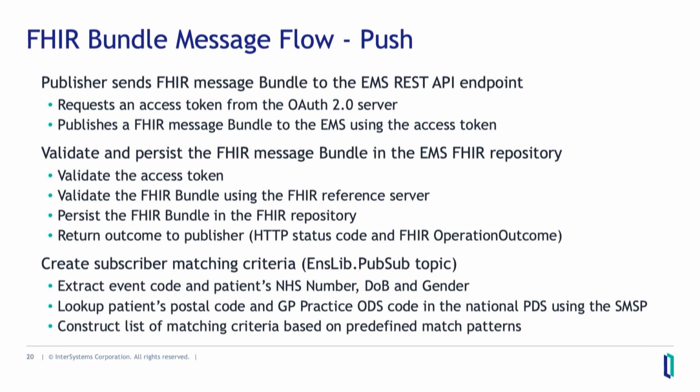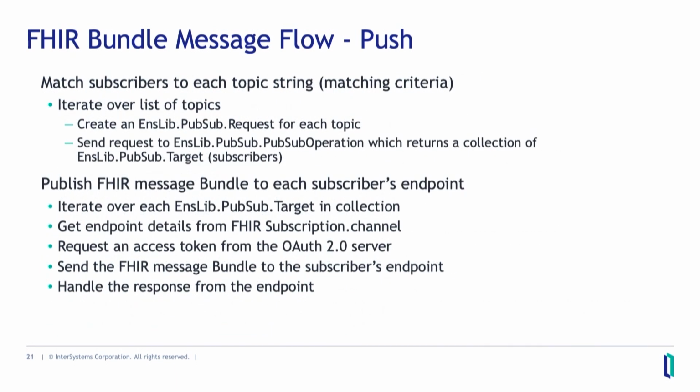Once we've got a valid message, and we know that valid message is safely stored, what we then want to do is to look at the subscriptions that might be fired or might have an interest in that message. So we'll pull out some key event data, whether that's the event code, NHS number, date of birth, gender. We look at where the child is that this event refers to. And then we'll build a list of matching criteria for all the various subscriptions that are out there. Once we've figured out which subscribers have an interest in that message, then we'll create a notification for each of those subscribers, and then we'll send those notifications out to each endpoint.